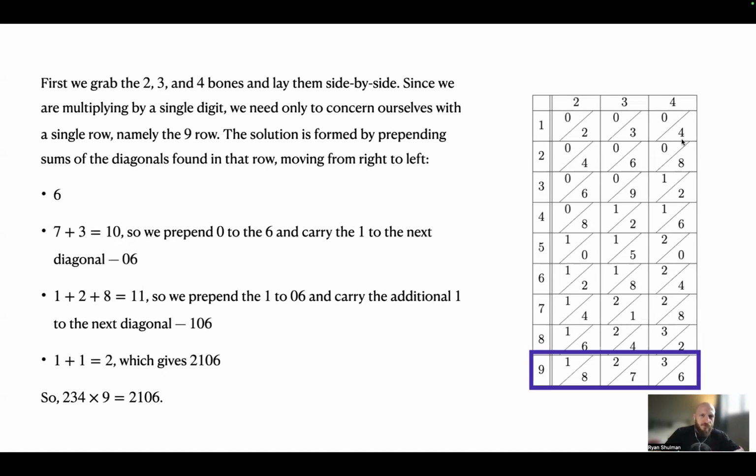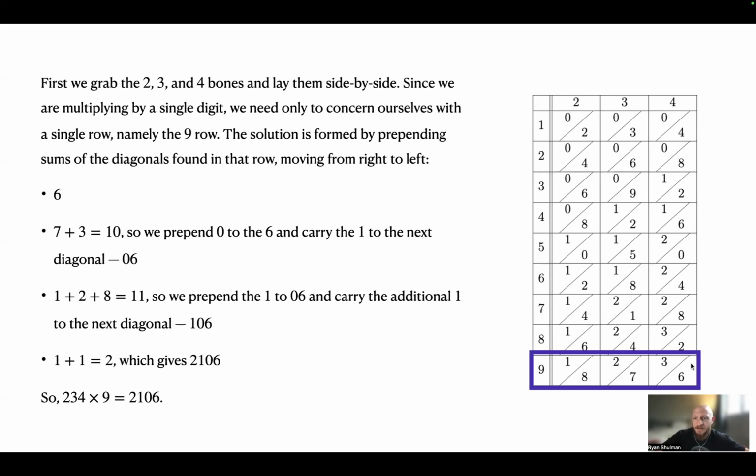234 times 9 is a little bit simple just because we don't have to keep track of any multiples of 10. If we were multiplying by 90, for instance, then we would go through the same process, but we would know that there needs to be another 0 tossed onto the end to account for multiplying by 90 rather than by 9. But for 234 by 9, we can just jump straight into the process.